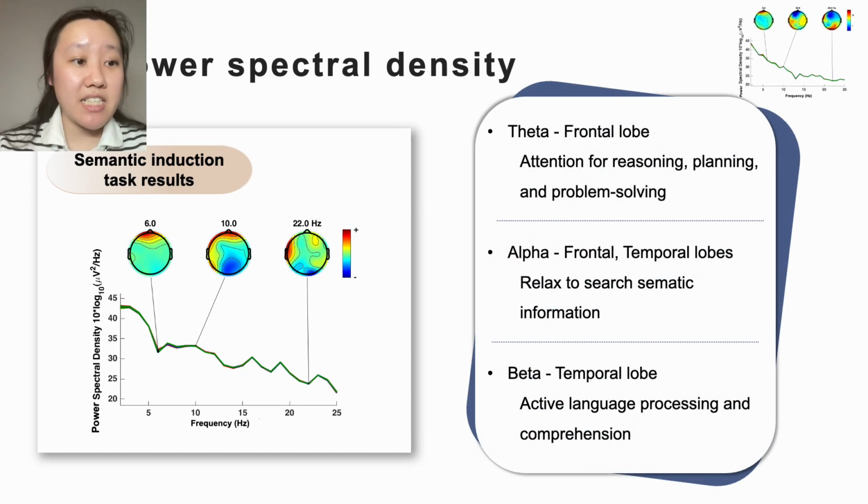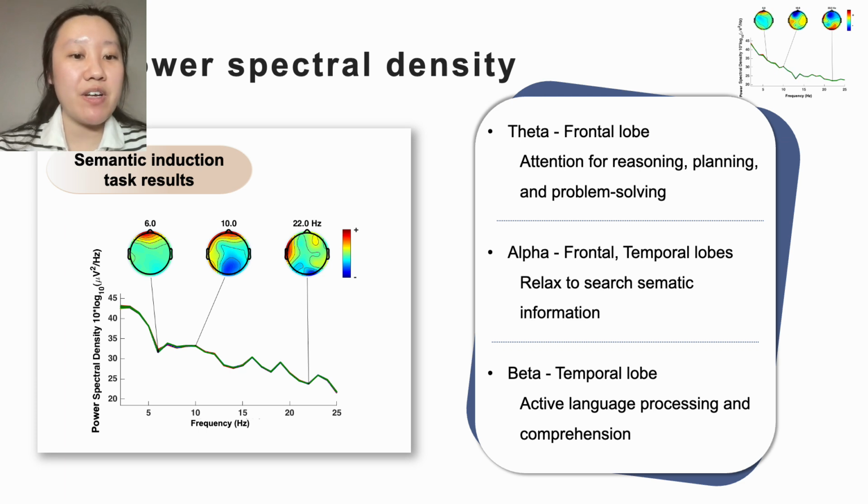Let's start with the semantic memory result. Based on the semantic memory result, we will find that when the theta wave is active, the frontal lobe is where the theta wave is mainly located. We have known that the theta wave is related to focused attention, while the frontal lobe is related to complex cognitive functions. So considering this is the semantic memory, we can summarize that in the semantic memory process, attention will be paid for reasoning, planning, and problem solving.